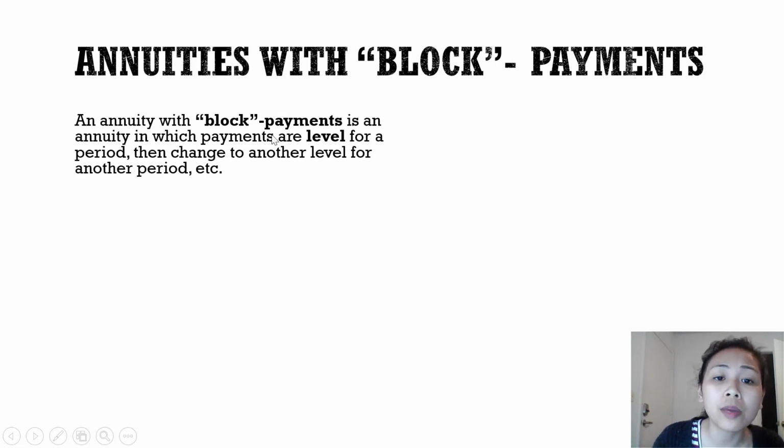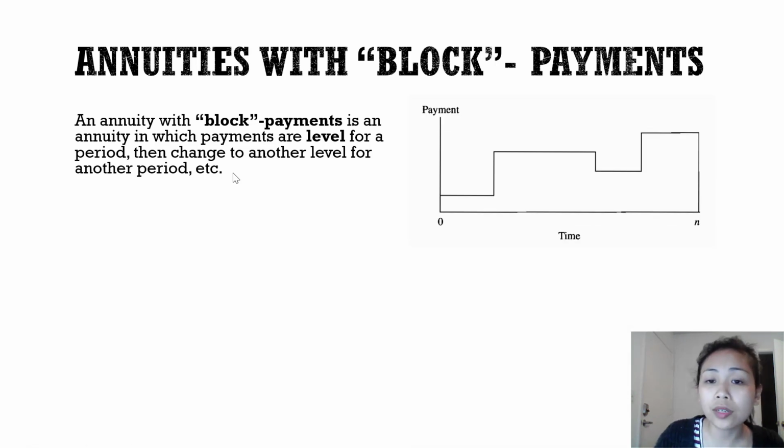An annuity with block payments is an annuity in which payments are level for a period, then change to another level for another period. For example, we look at this time diagram. This diagram illustrates how an annuity with block payments works. You see that in the first period, we pay this amount at the end of each year. But in the second period, we increase the amount of payments. Then in the third period, we decrease it a little bit. And then in the last period, we increase it until we finish the annuity.